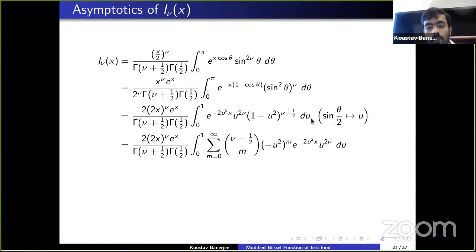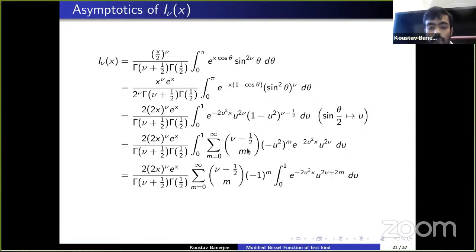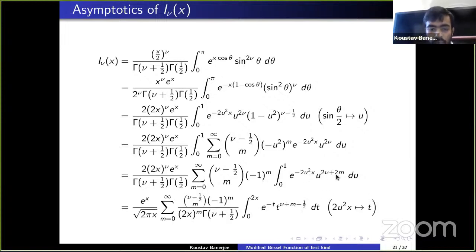Now, since u is sin(θ/2), so the absolute value of u is less than 1, and I can expand in an infinite convergent power series, sum over m from 0 to infinity of binomial (ν minus half, m) times (minus u square) to the power m, and swap the integral and the sum so as to get the formula with (minus 1) to the m, and the rest, integral from 0 to 1 of e to the power minus 2u square x, u to the power 2ν plus 2m du.